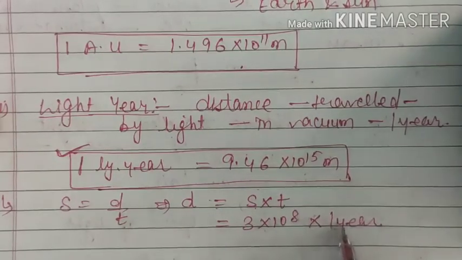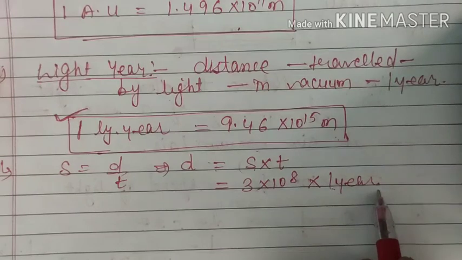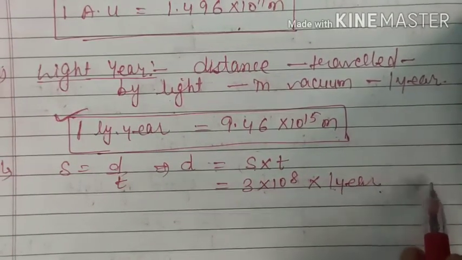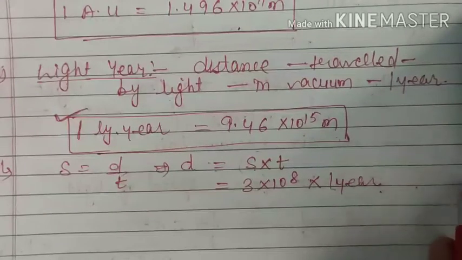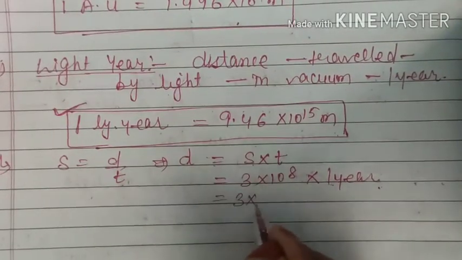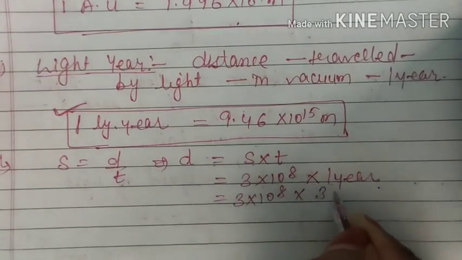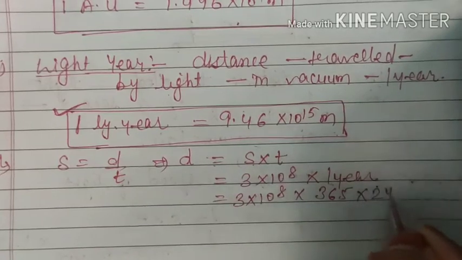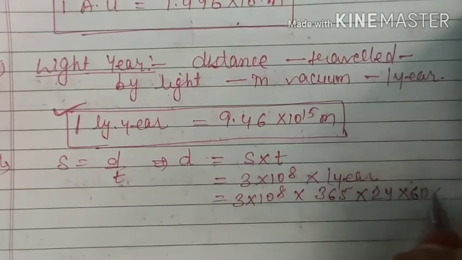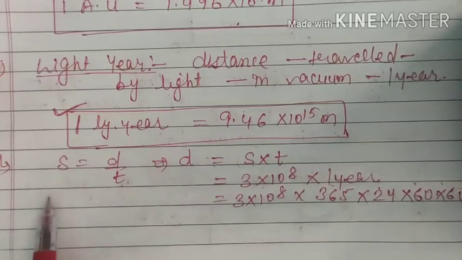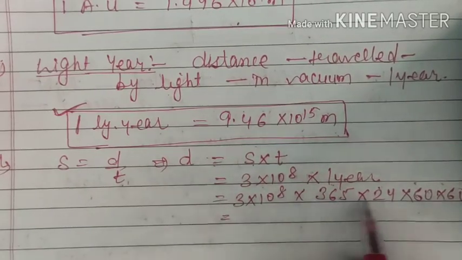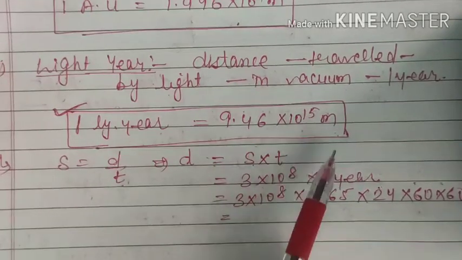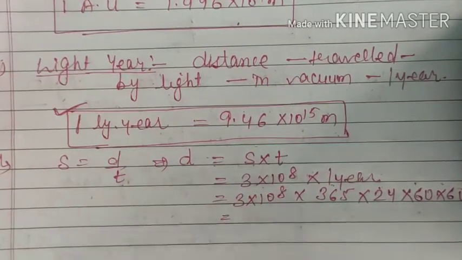Now you know that 1 year has 365 days, 1 day has 24 hours, 1 hour has 60 minutes and 1 minute has 60 seconds. So if you multiply by 365, then 24, then 60 and then 60, you will get your answer in meter. But this calculation is very lengthy, so as much as possible we will remember this directly. But in case you forget by chance, you can use this method, that's all.